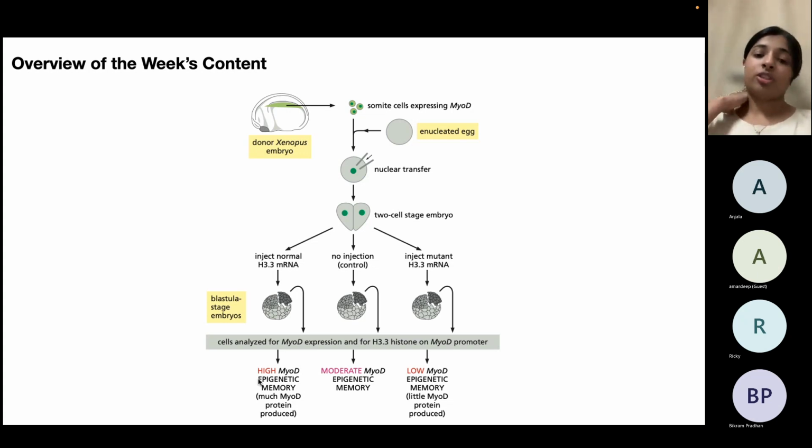So MyoD is a region to which this H3.3 variant of histone got incorporated and their transcription increased. So if you inject normal mRNA of this variant, then there is high MyoD expression. And if you inject a mutant of this, just as a control, then you can see there is low expression, even much lesser than the control cells. So this is again an example of how histone variants can help establish memory, help establish these epigenetic signatures that we call.